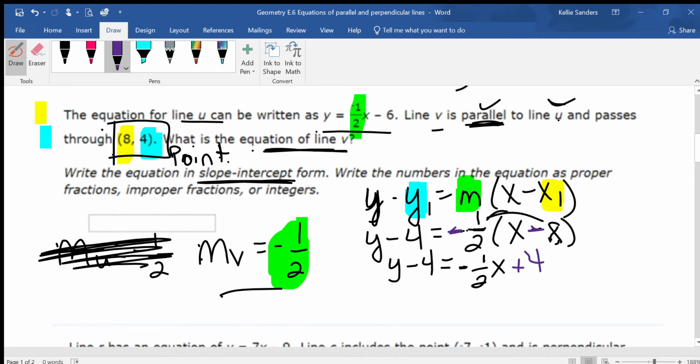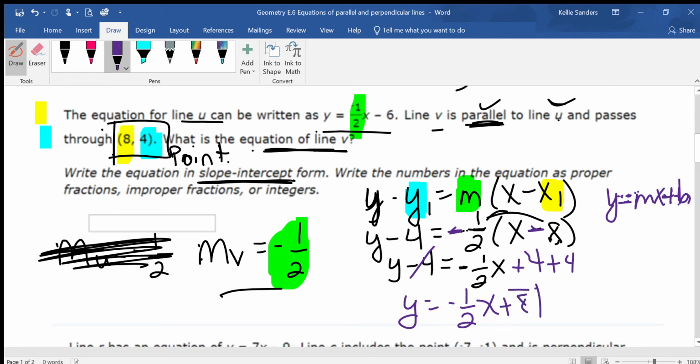Now to get it into y equals mx plus b form, you guys can infer what I'm trying to write down there. Okay, we need to get y by itself. To get y by itself, we're going to take this negative 4 and add it to this other side, which happens to be a 4 there too, and our answer would be negative 1x, and 4 plus 4 is 8. 8.